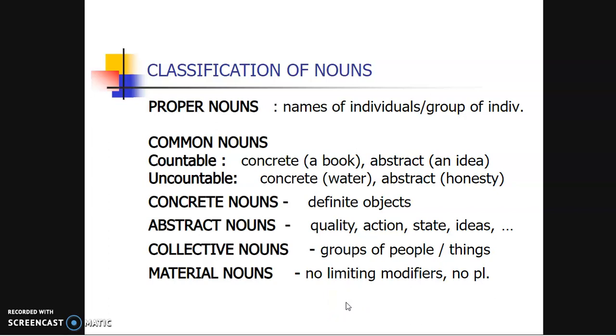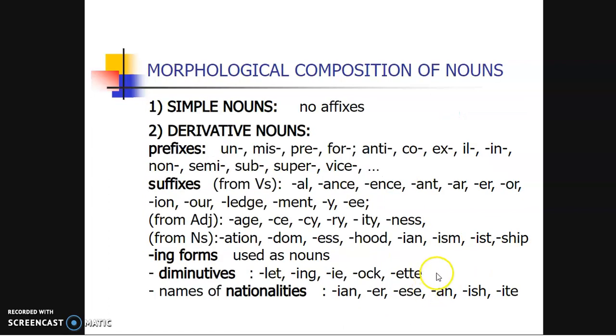The concrete nouns, definite objects, for example, table. For example, paper, and also disc will be concrete, definite objects. And the abstract nouns will be quality, action, state, and ideas. It is abstract things. The collective nouns will be groups of people, things, and the material nouns, no limited modifiers, no plural forms. Morphological composition of nouns will be simple nouns, no affixes, derivative nouns.